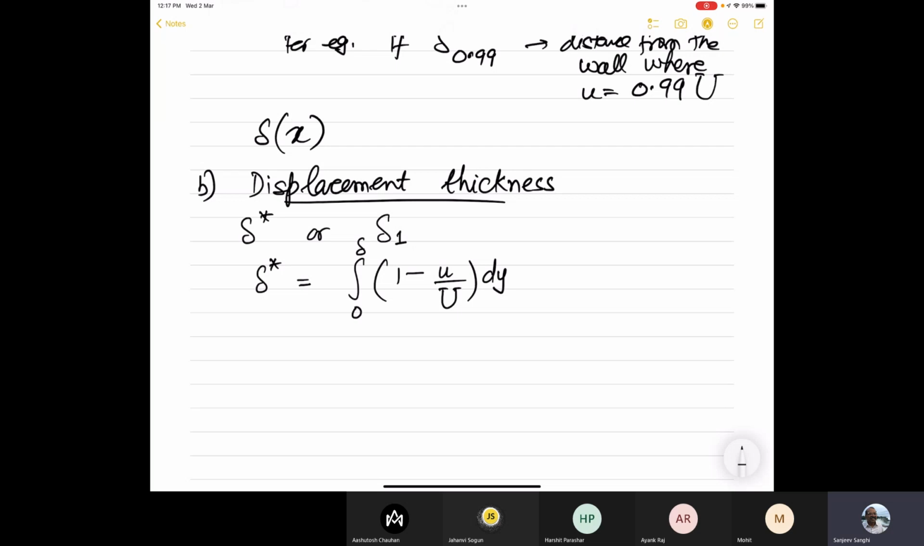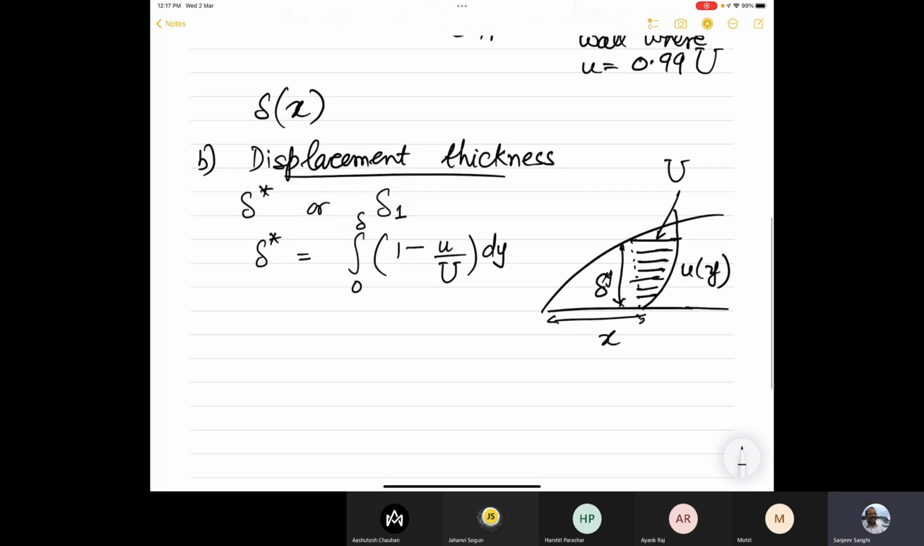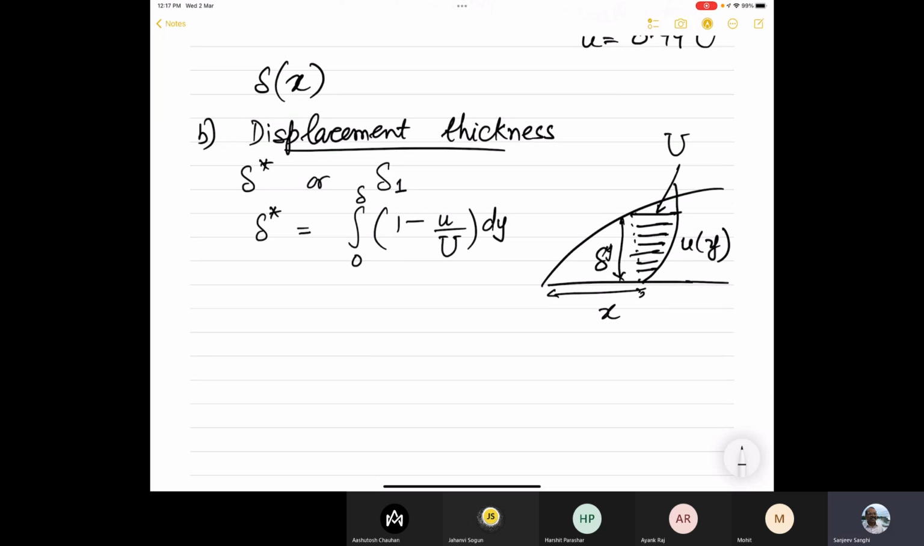So let's try to understand what this is, and let me draw a cartoon. If this is the boundary layer, I look at any distance x from the plate. Here, the velocity distribution, the x component, is u of y, and at this point it is equal to capital U because you have gone up to delta. This height is delta. So now let us see what is the motivation of defining a thickness like this.